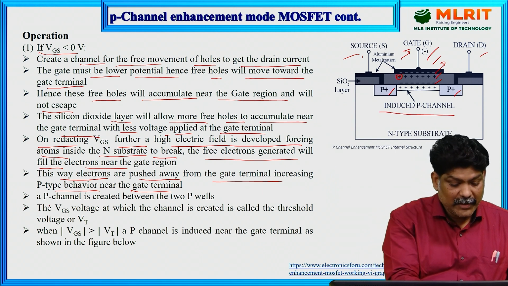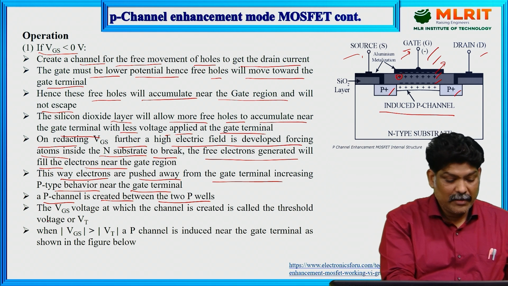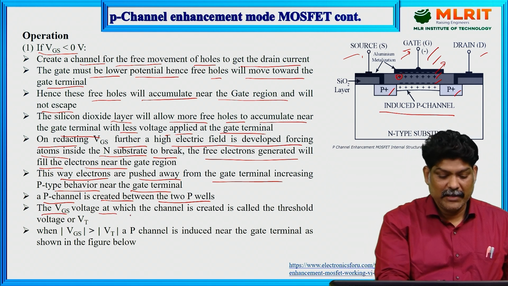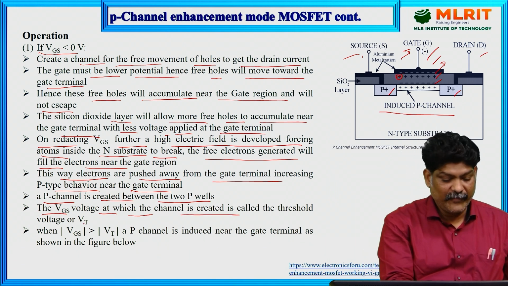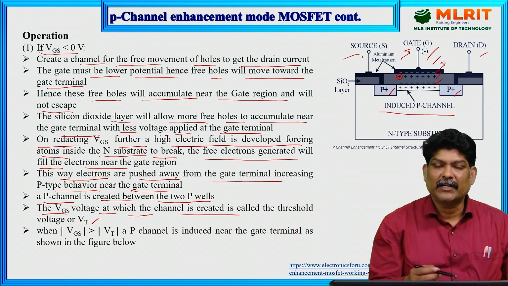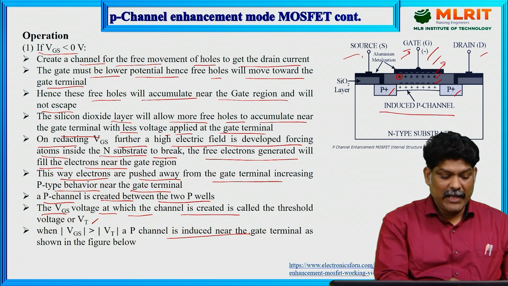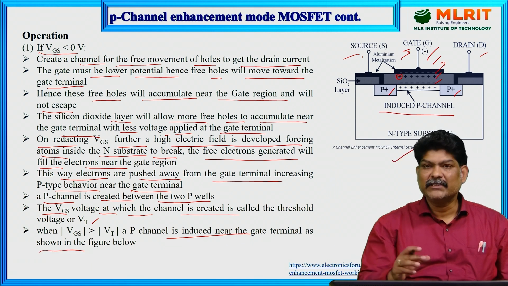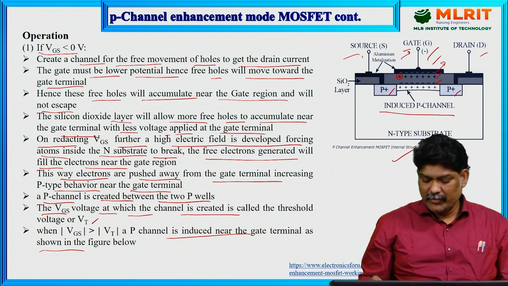Now a p channel is created between the two p wells. And the VGS, the gate to source voltage, at which the channel is created is called the threshold voltage, VT. When VGS is greater than VT, that particular threshold voltage, the P channel is induced near the gate terminal, as shown in the figure. So you can observe here. This is the basic operation involved in the P channel enhancement mode MOSFET.